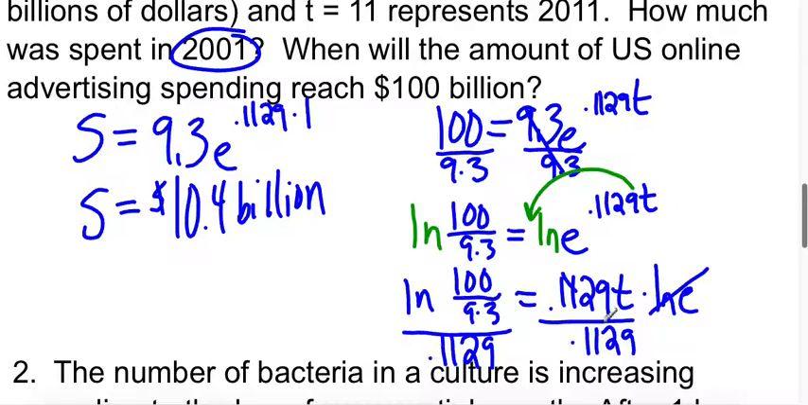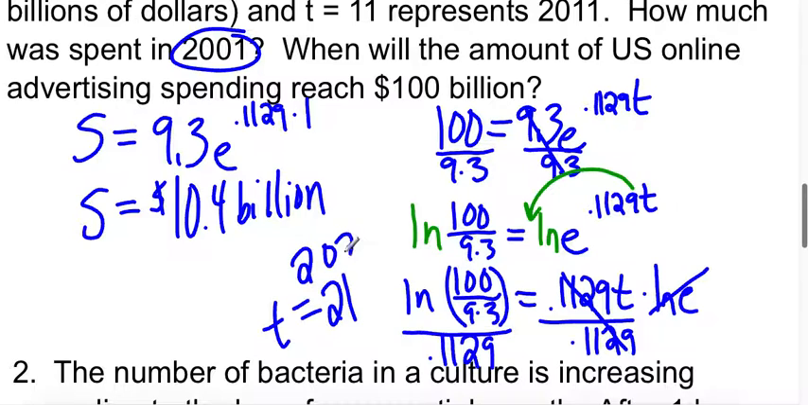0.1129, that's what I meant. So now we've got the t by itself. All we have to do is plug all of that into our calculator. So we're going to pick up our calculator and do that. And I think we end up right around 21. So in 21 years, or in the year 2021, we can expect online advertising spending to reach $100 billion.